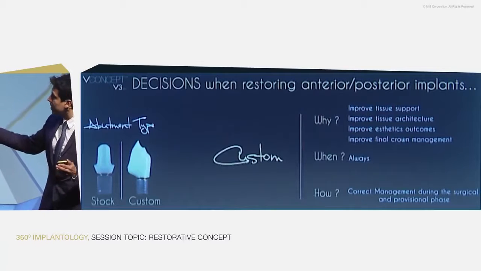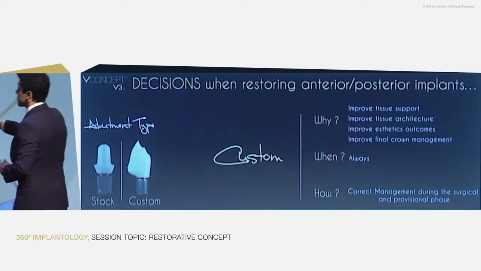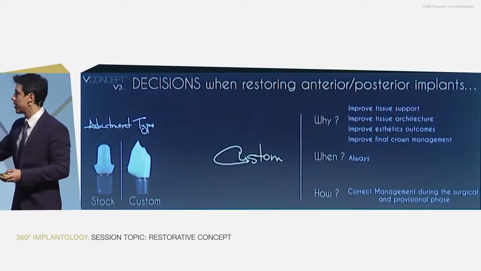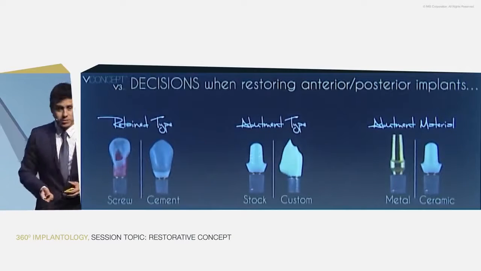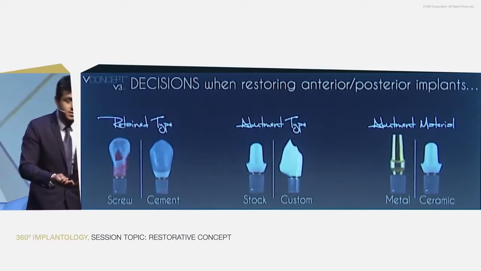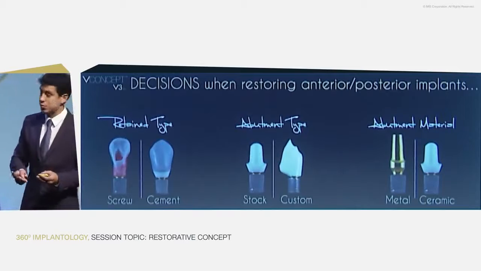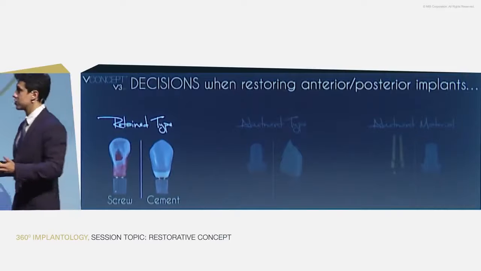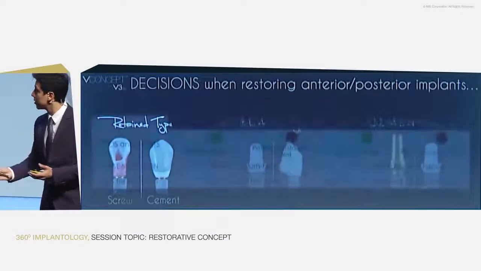When do you use it always, and how? Because managing the tissue during the provisional phase will be better with custom abutments. So our group prefers to use custom abutments for the final restorations. About the type of our restorations, we have screw or cement. Which one will we use?